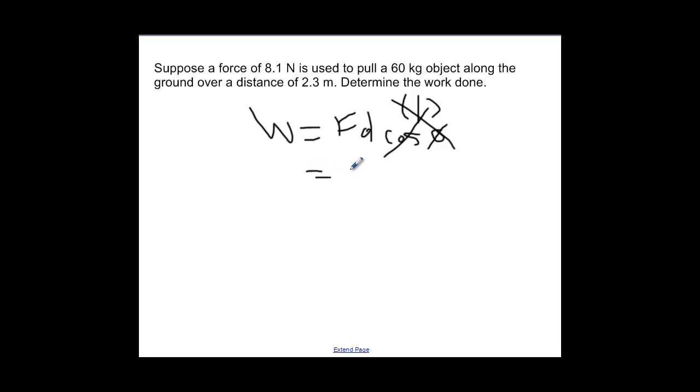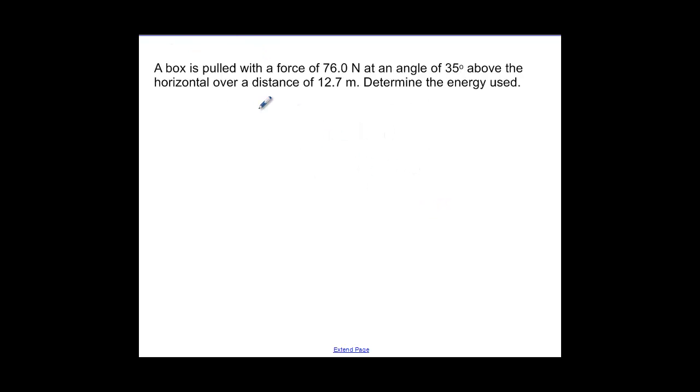So to find the work done here, this would be 8.1 newtons multiplied by 2.3 meters. I don't have a calculator nearby, so you guys will have to be able to handle that on your own. The actual mass of the object right here is completely irrelevant. That was just thrown in there just to mess you up. So whatever 8.1 times 2.3 is, probably about 17 joules.